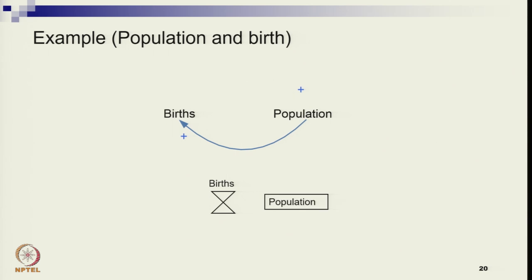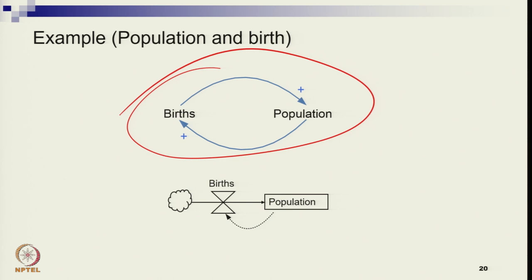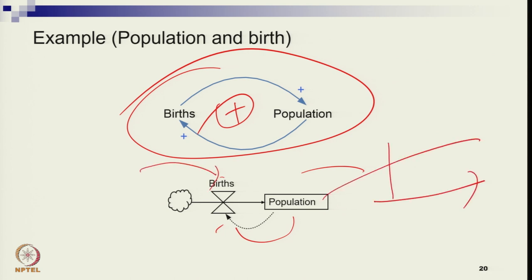Look at here the example that I talked about, the birth population. So birth population, only one loop, the reinforcing loop I have drawn here. You can see population, birth, and the population. So your birth rate will come here, obviously. It will increase your population.